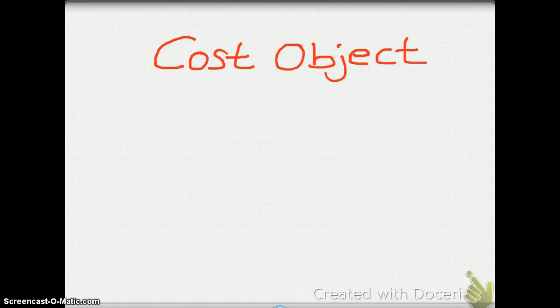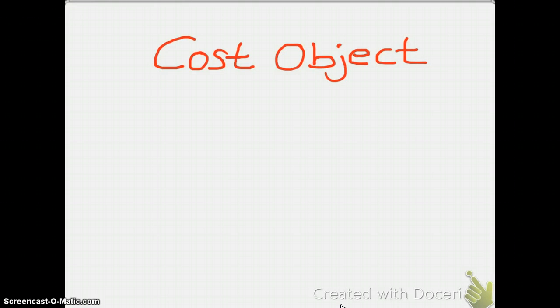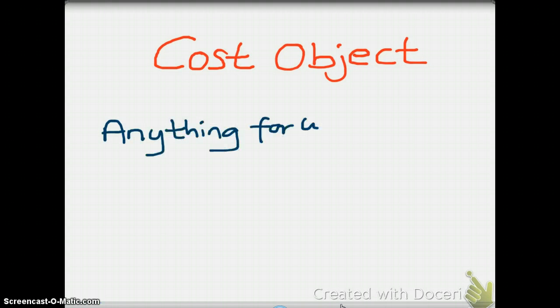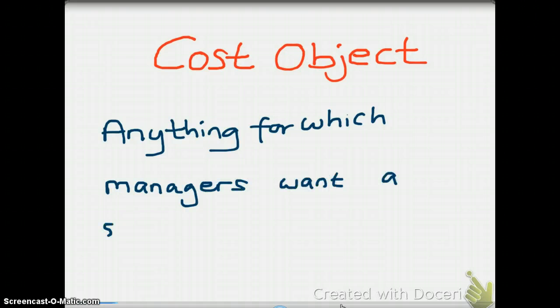In this section, we're going to talk about how companies define cost. We're going to go through some terminology that you need to know for managerial and cost accounting. The first term we're going to talk about is a cost object. What is a cost object? All a cost object is anything for which managers want to find a separate measurement of cost.